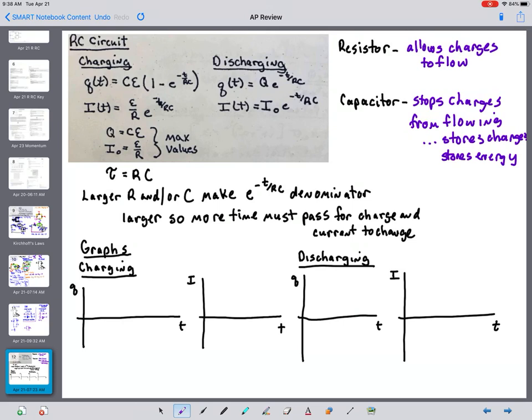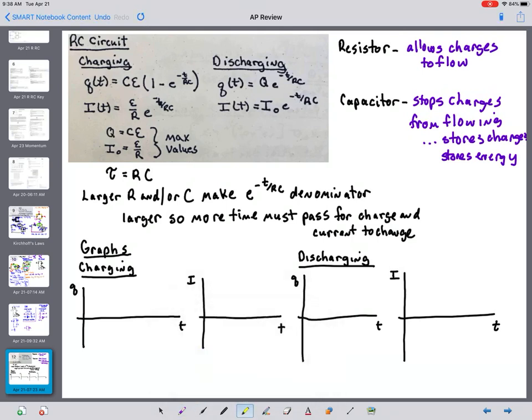Had you not placed the resistor there, you would charge the plates of that capacitor nearly instantly, which would mean you would have very high current flowing in your wires for a very short period of time, which can be dangerous to the circuits. Okay? Now, in terms of our equations, time constant, tau equals R times C.